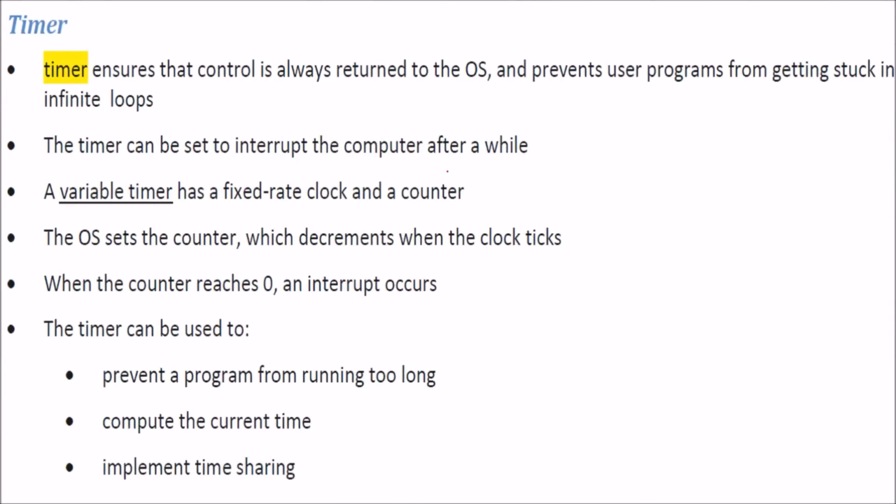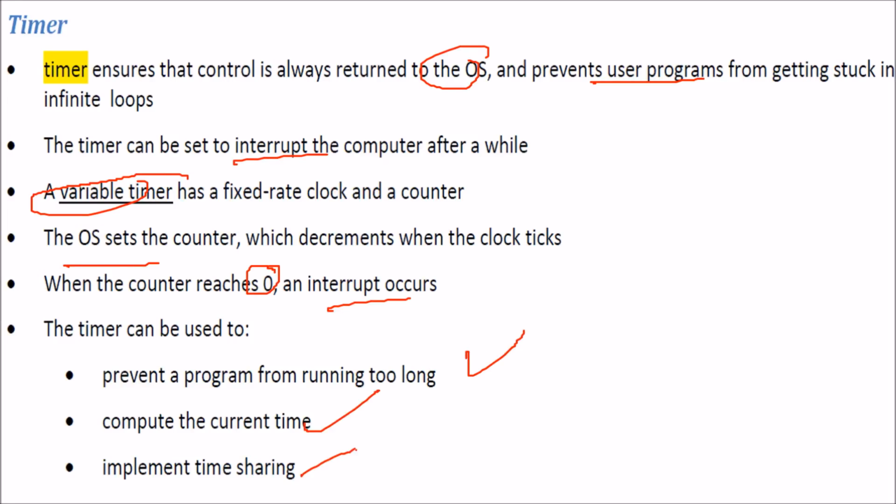There are timers also. This timer ensures that control is always returned to the OS, and this prevents a user program from getting stuck in some infinite loop. The timer can be set up to create an interrupt. We can have a variable timer, that is, a fixed rate clock and a counter. The OS sets the counter and it will decrement it. When it becomes 0, the interrupt will occur. So the timer can be used to prevent a program from running too long, compute the current time, and implement time sharing.